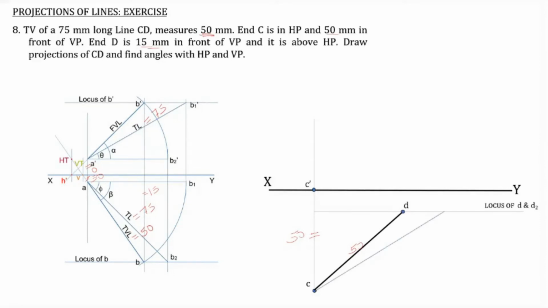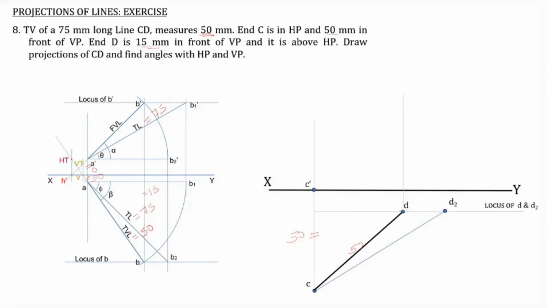Now we draw another arc with a radius of 75 millimeter, that is the true length, with the center as C itself. In this case, we obtain the point D2. Now from D, we draw a perpendicular line, that is the projector line. The point D dash should be lying somewhere on this particular line. We have to find out where.